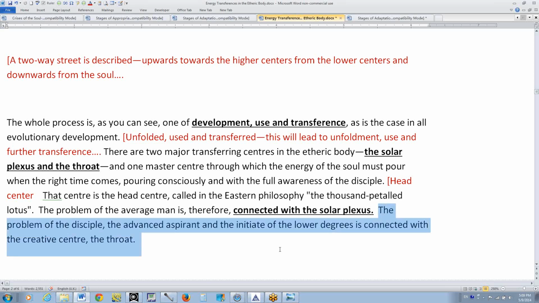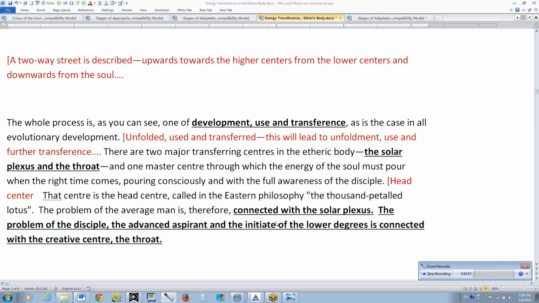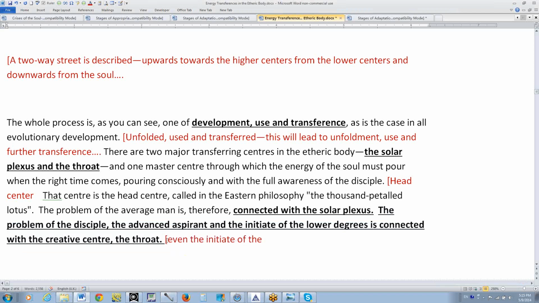That is interesting. Okay. Well, let's just pause there for just a moment. I think it's really interesting that even the initiate of lower degrees, the probationary initiate, still has to deal with the throat center, with right creativity. So even the initiate of the first degree and second degree must deal with right creativity.